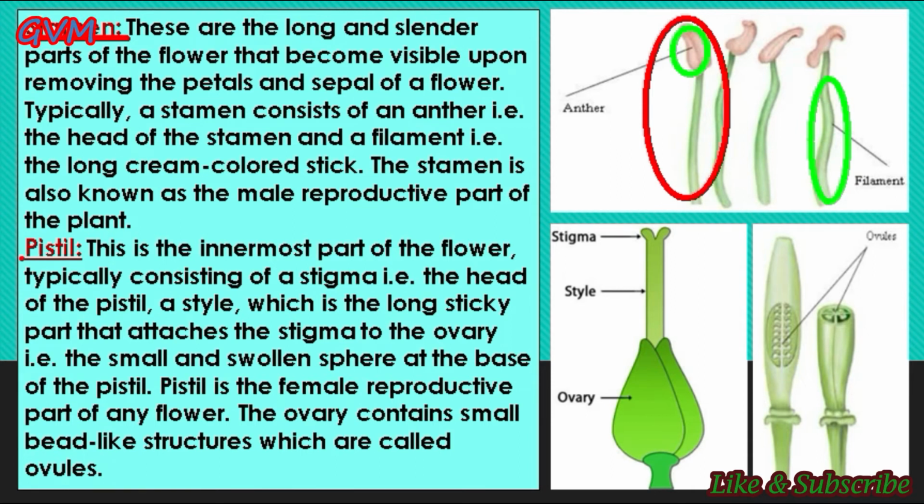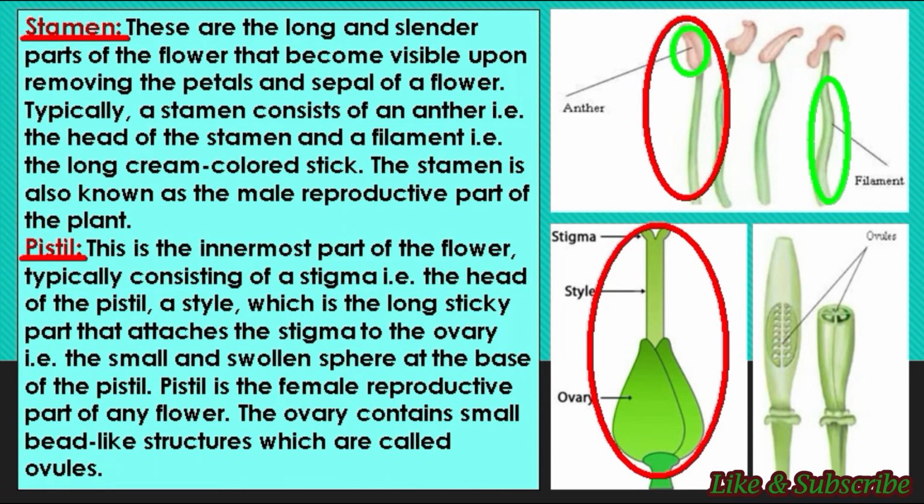Now students, the next part of a flower is the pistil. Students, pistil is the female reproductive part of a flower, and it is the innermost part of a flower. And a typical pistil consists of a stigma, that is the head of the pistil, a style, which is the long sticky part that attaches the stigma to the ovary, and thirdly, the ovary.